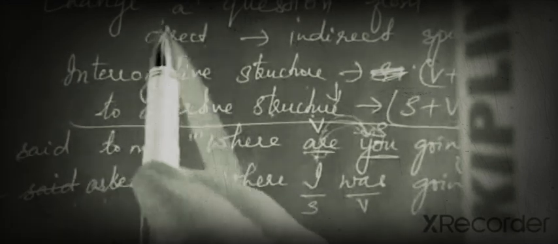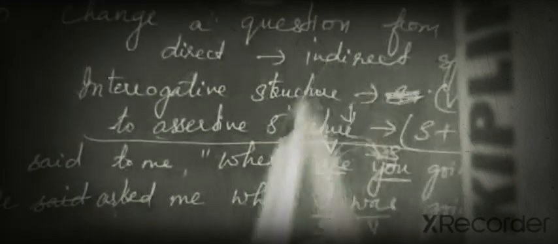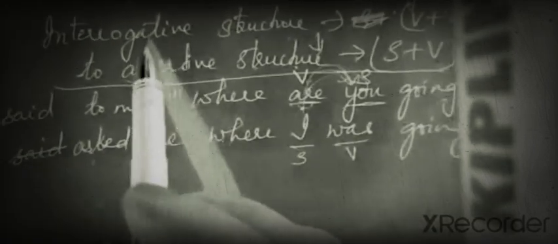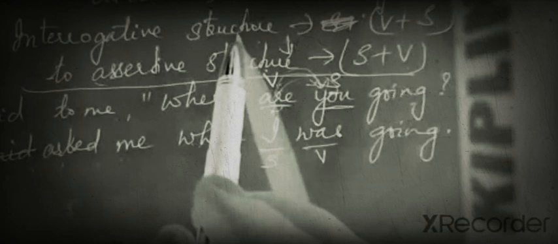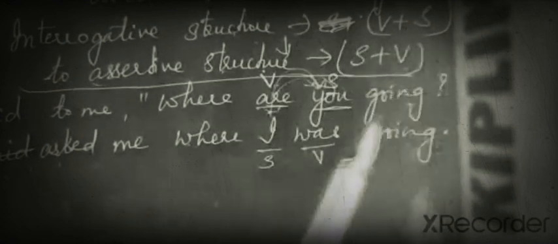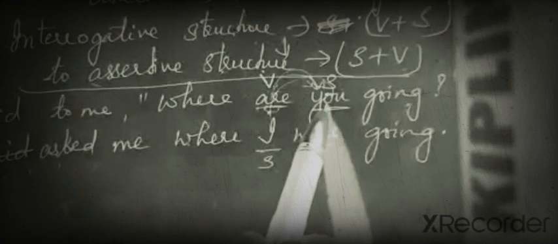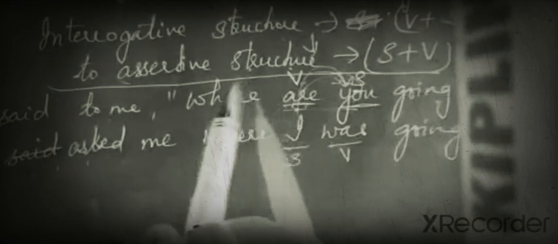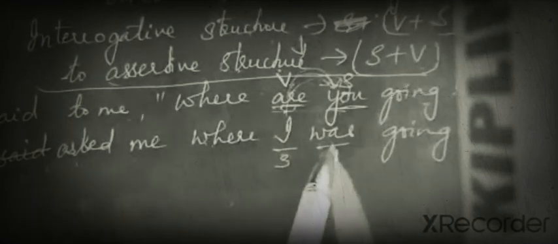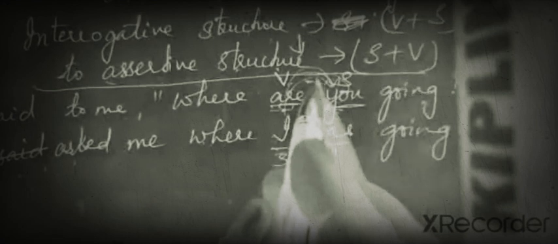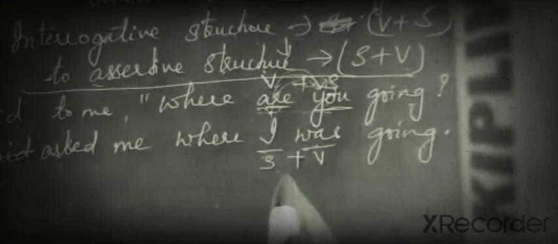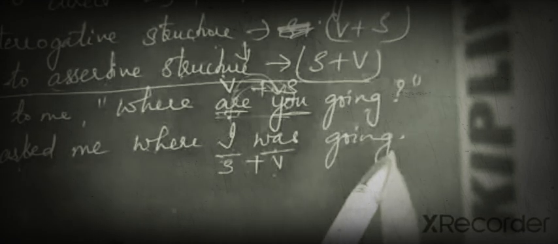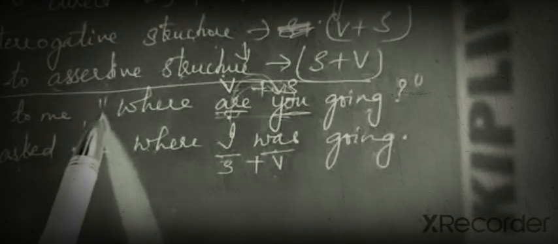So to change a question from direct to indirect speech, you have to first change the interrogative structure, that is verb plus subject. This form you have to change to assertive structure. Assertive structure is this, subject plus verb. The verb plus subject is changing to the subject plus verb. And then you have to change the question mark to full stop. These are the changes.